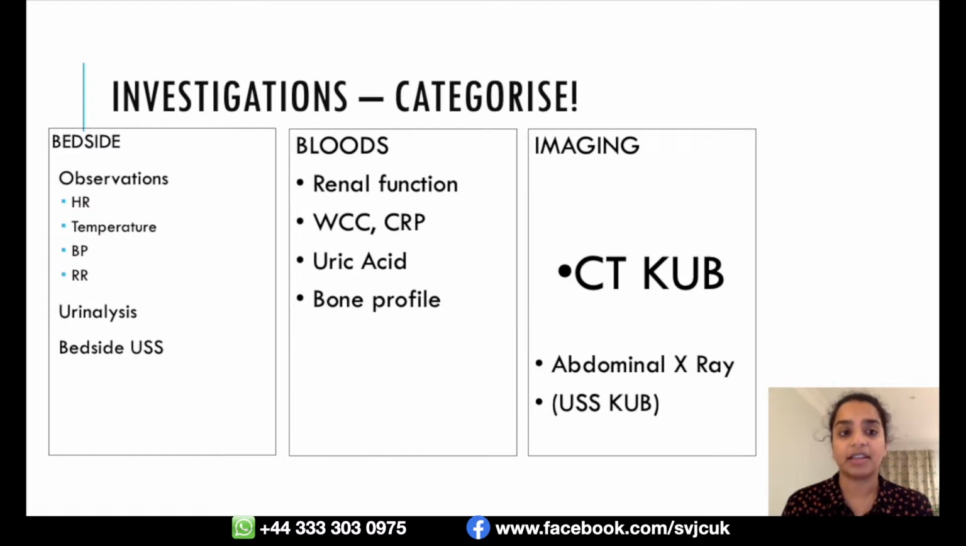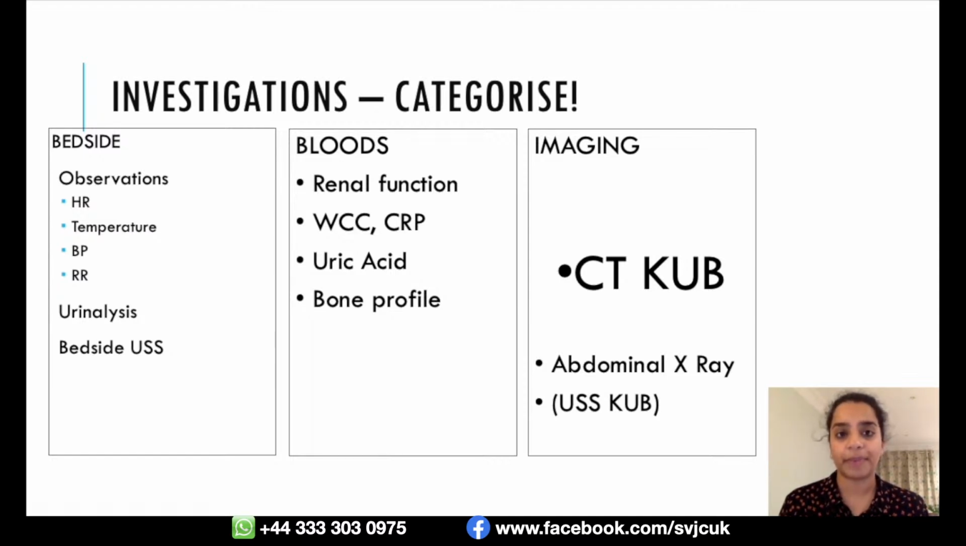Blood tests. So routine blood tests would include white cells, CRP, and renal function here. These are the same ones that you need for investigation of a stone. Main reason that we're doing the renal function is to look for AKI, and the main reason we're doing white cells and CRP is to assess for any sign of infection. The uric acid and bone profile tests are both aimed at trying to understand what type of stone the patient may have formed.